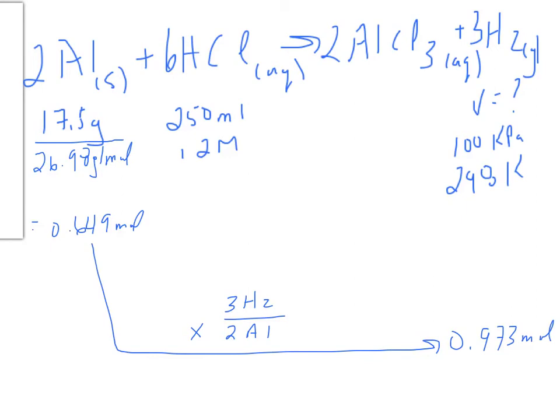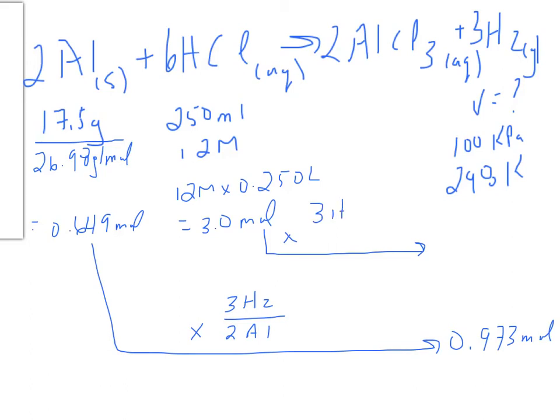Now, if I do the hydrochloric acid, to get moles, it's the concentration times the volume in liters. So that gives me 3.0 moles of HCl. And in order to go from HCl to H2, I need to times by a 3 to 6 ratio, which gives me 1.5 moles.